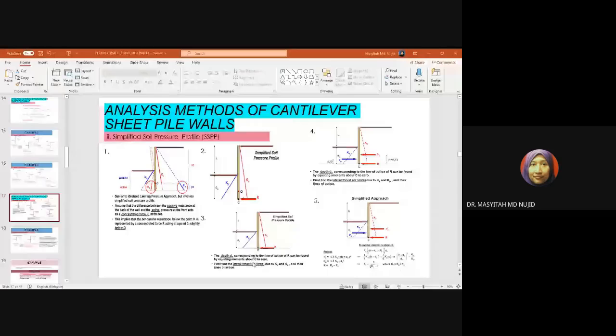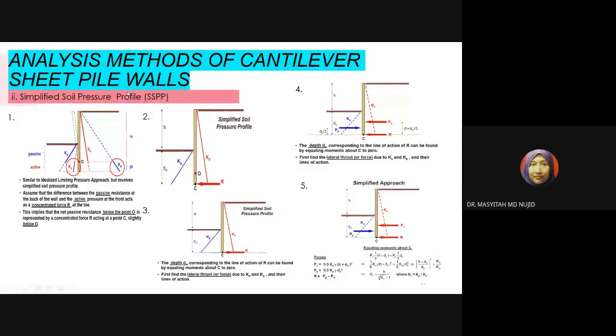The next one, we go to the second method of analysis. The second method of analysis is the simplified soil pressure profile. So just now, the first analysis method is the idealized one, and the second one is the simplified soil pressure profile. So what are the differences between both analyses?